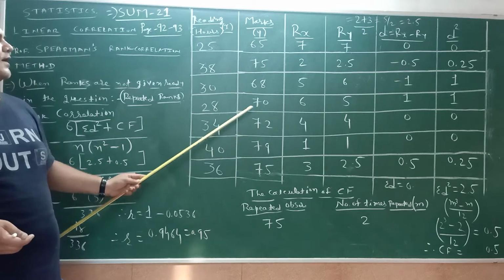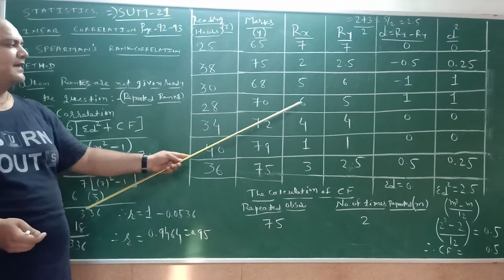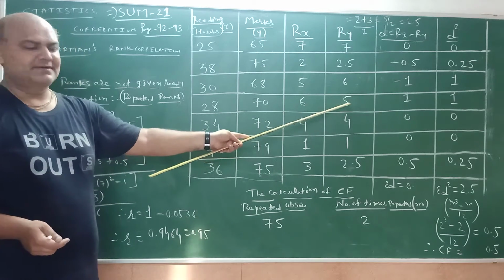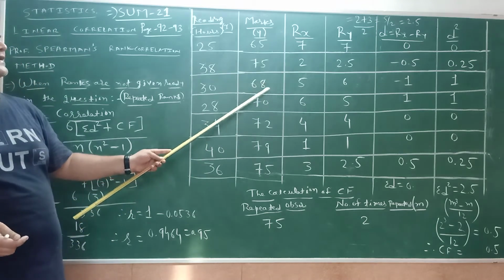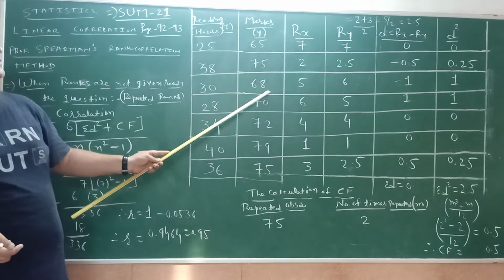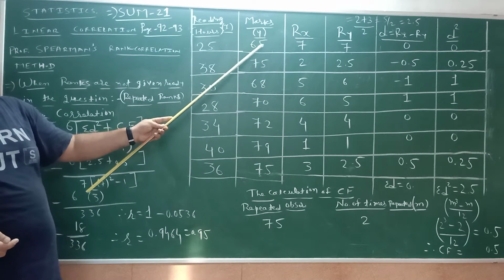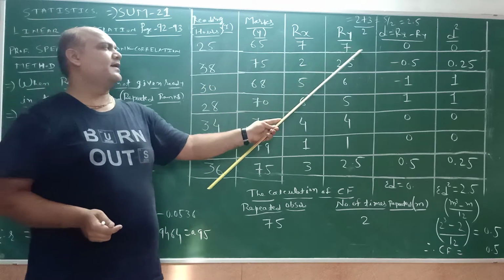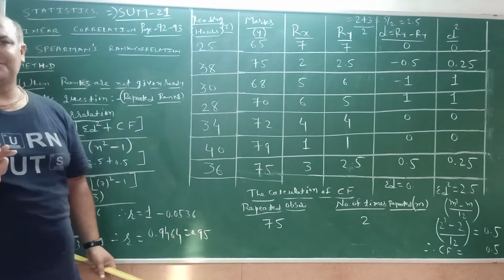After 72 it is 70. 70 is provided the 5th rank. After 70, 68 is there. 68 is provided the 6th rank. And after 68 it is marks 65. So 65 is provided as the 7th rank.